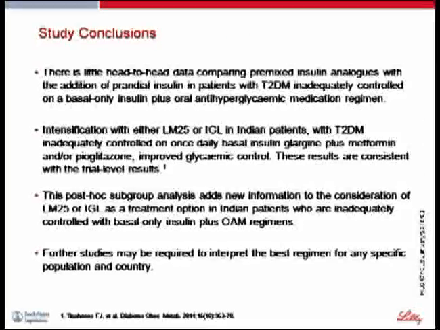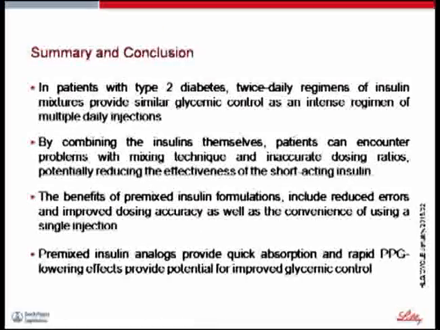So the conclusion from this study was there is little head-to-head data comparing premixed insulin analogs with addition of prandial insulin to basal insulin. In our setup, these 2 studies are classical studies. Intensification with either premixed insulin or glargine plus 1 prandial insulin helps in controlling the blood glucose almost to the same level, but further studies may be required to interpret the best regimen specific for any population or country. Now, finally, I would like to say that in patients with type 2 diabetes, a twice daily regimen of insulin mixtures provides similar glycemic control as an intense regimen of multiple daily injections.